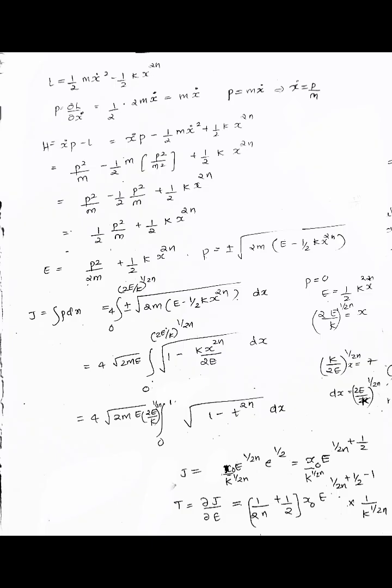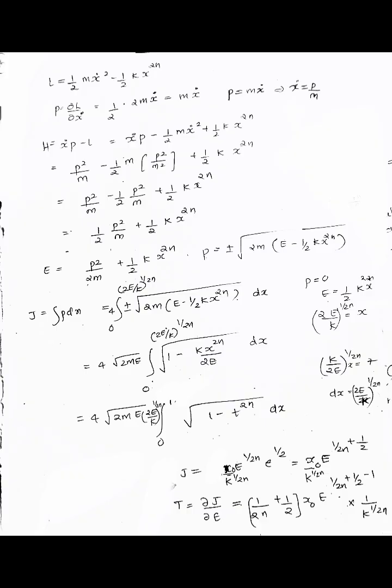The next question is: the energy of a one-dimensional system governed by the Lagrangian L is equal to half m x dot square minus half k x^(2n), where k and n are two positive constants, is E naught. The time period of oscillation tau satisfies. Here Lagrangian L is equal to half m x dot square minus half k x^(2n). P is equal to ∂L/∂x dot, that is equal to half into 2m x dot, that is m x dot. So p is equal to m x dot, that is x dot is equal to p by m.